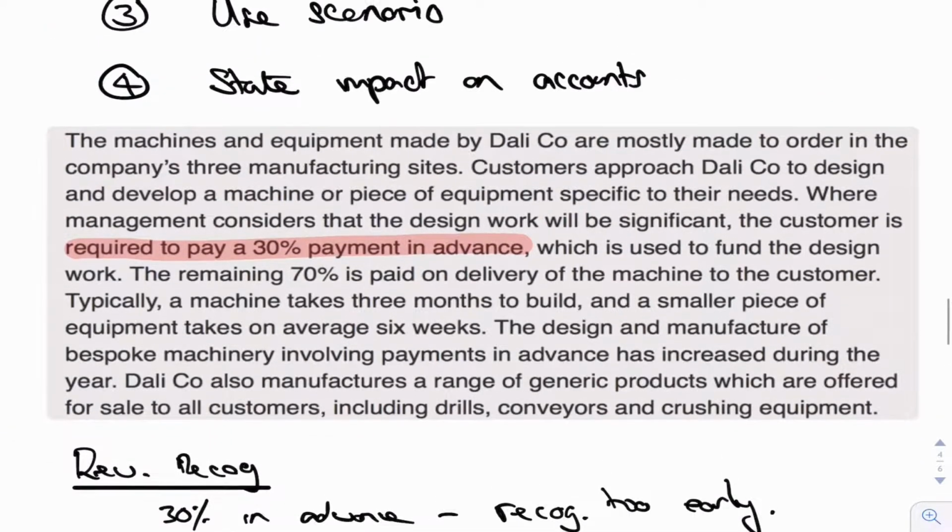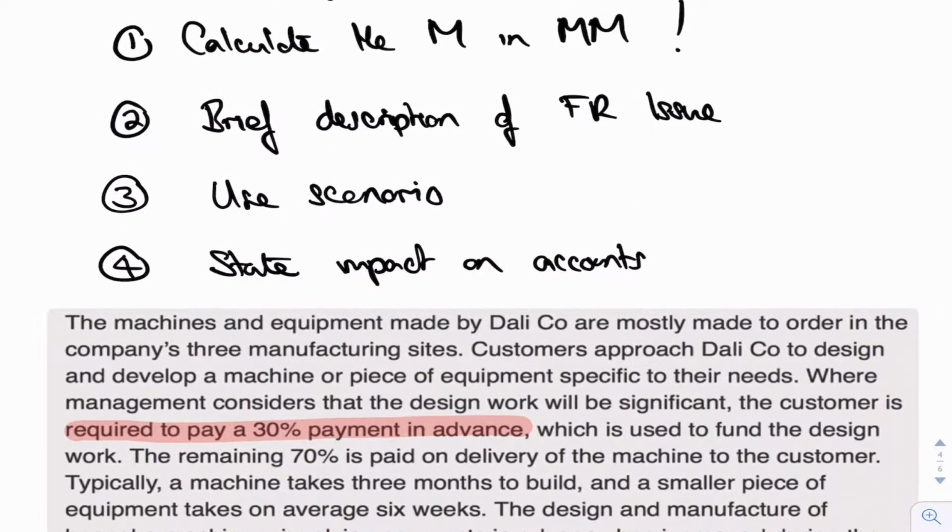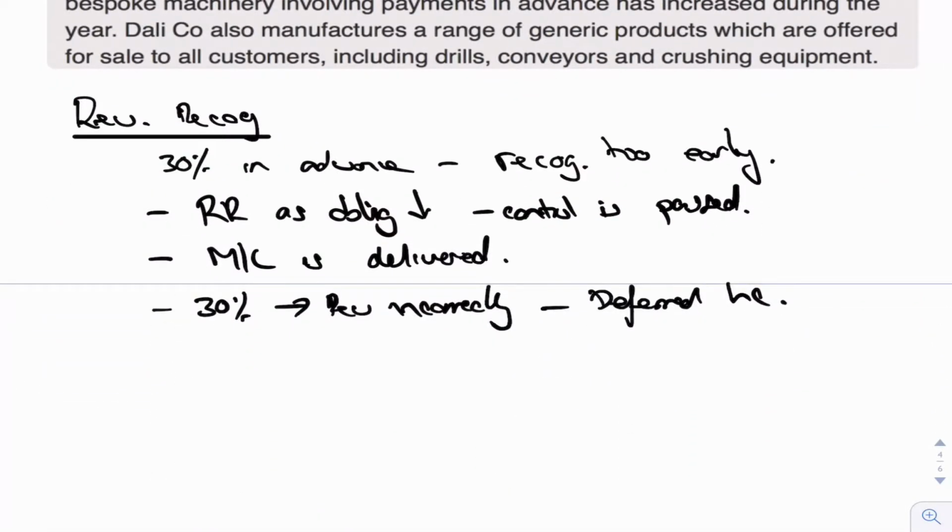And now we're on this fourth point. So think about what I've done. I couldn't calculate that because there were no numbers. I gave a brief description of the FR. I used the scenario. Finally, I want to state the impact on the accounts. So you say, look, if they did do it incorrectly, then revenue would be overstated, okay? Because it's been recognised earlier, isn't it? And liabilities, because it should have gone to deferred income, so liabilities would be understated. And that's how you do it.